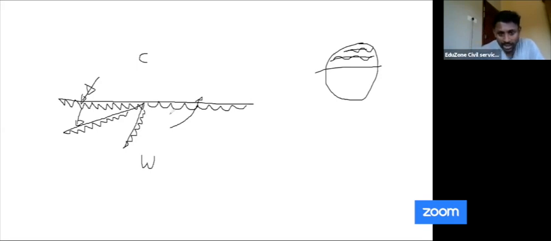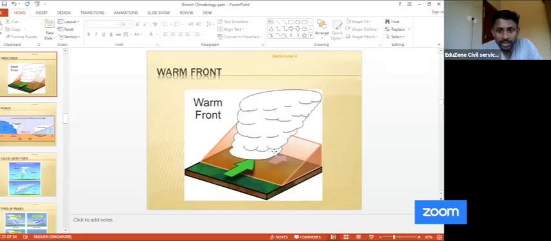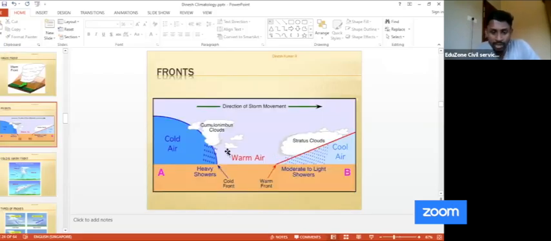I will just explain it with this slide as well. You can just see it here. Please check it here. Remember this figure. You are getting two fronts simultaneously. In between you are having warm air, with a cold front on one side. Cold front is pushing the warm air. In both cases, the warm air is getting uplifted.